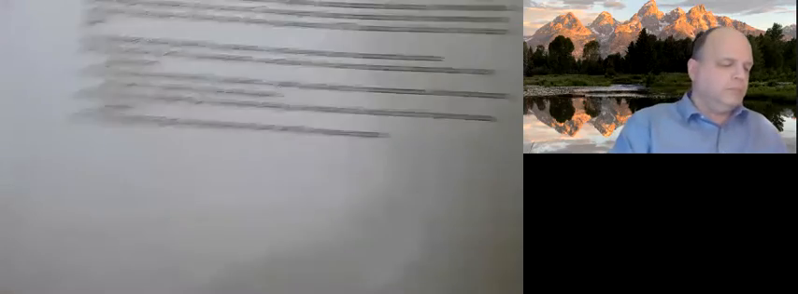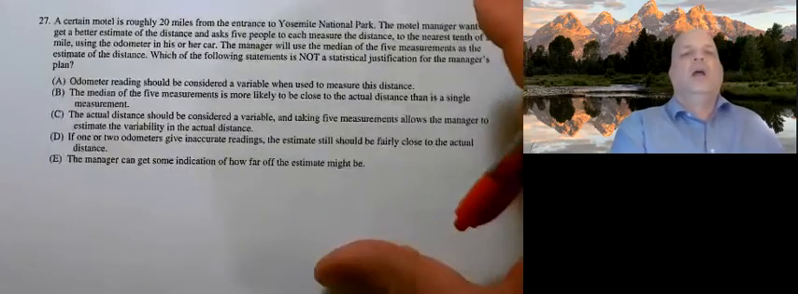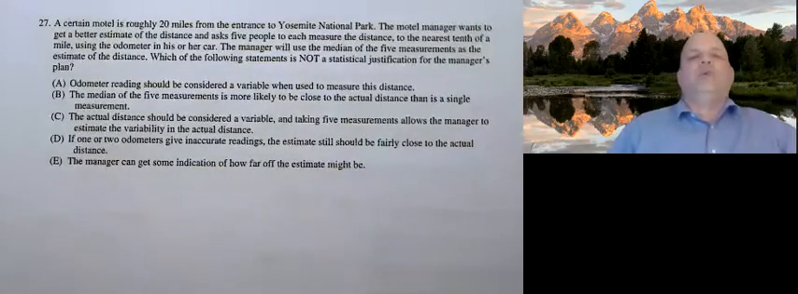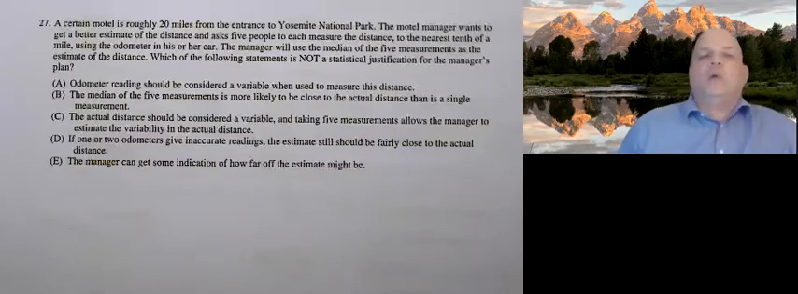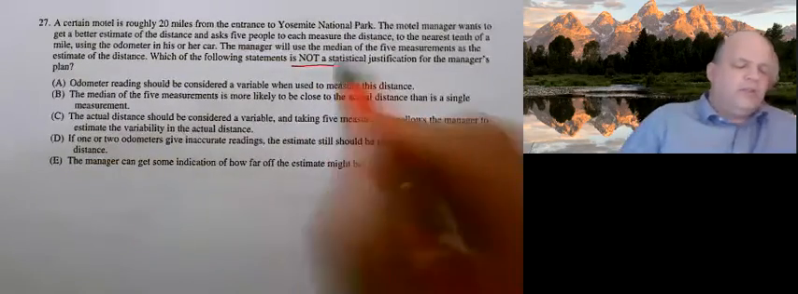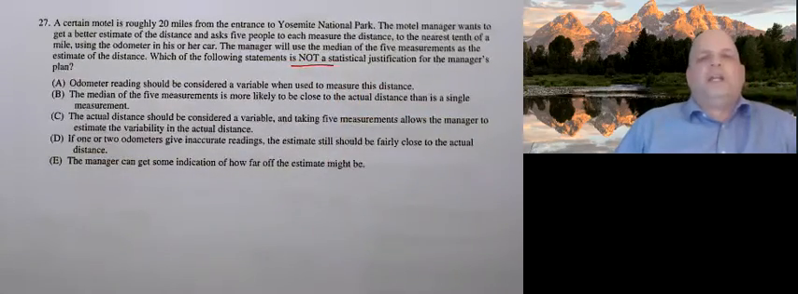All right, moving on to number 27. A certain motel is roughly 20 miles from the entrance to Yosemite National Park. The motel manager wants to get a better estimate of the distance and asks 5 people to each measure the distance to the nearest tenth of a mile using the odometer in his or her car. The manager will use the median of the 5 measurements as the estimate of the distance. Which of the following is not a statistical justification for the manager's plan?